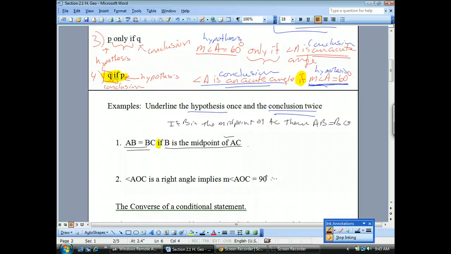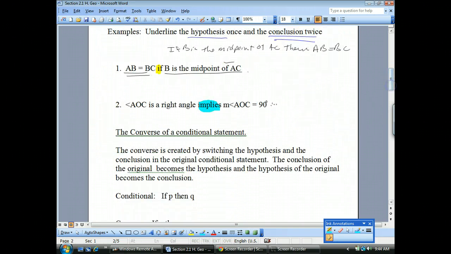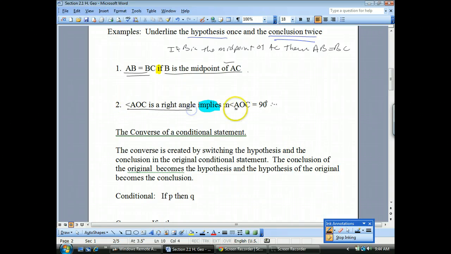Number 2: angle AOC is a right angle implies, that's my key word there, implies, measure of angle AOC is 90 degrees. Because the key word is implies, that tells me I'm using this form. So the hypothesis is first, the conclusion is second. So I'm going to underline the hypothesis once, the conclusion twice.